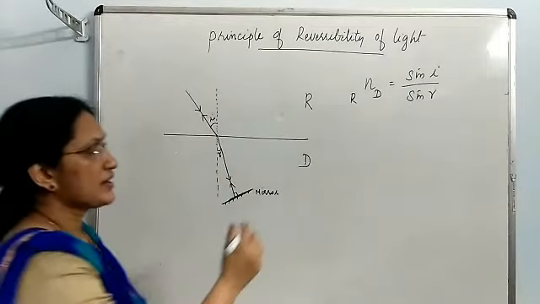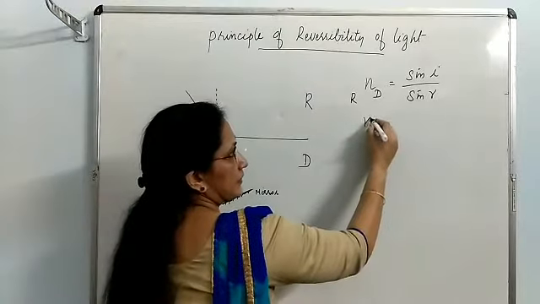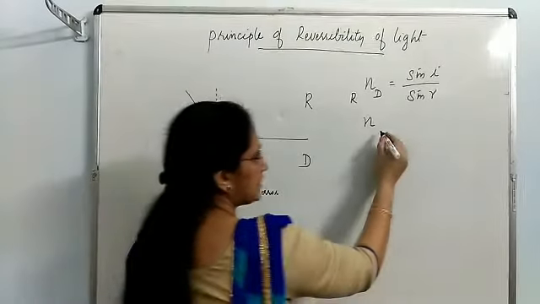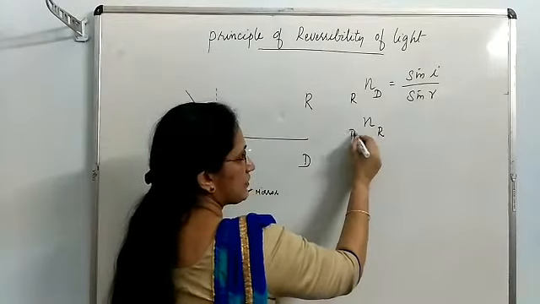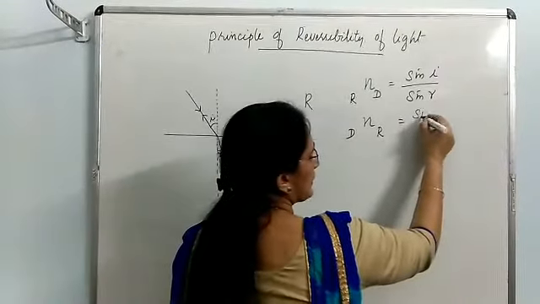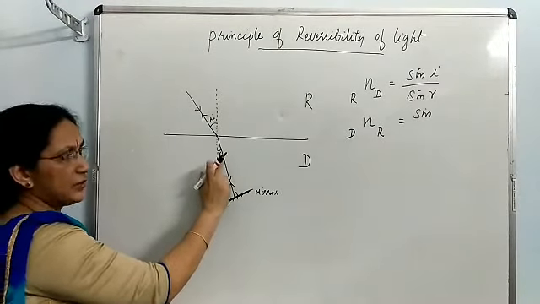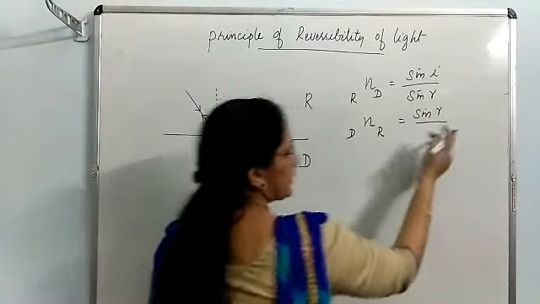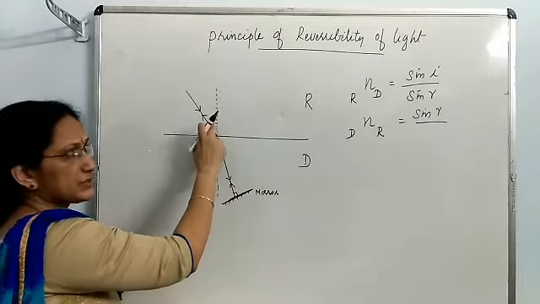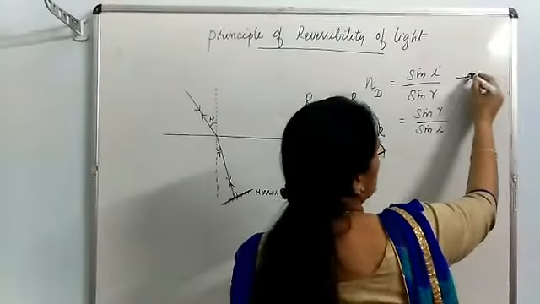So in that case, how will you find out? The refractive index of the second medium with respect to the first medium. That means the refractive index of R with respect to D is sin I by sin R. Here I means the angle of incidence, and sin R means the angle of refraction after reflection. So sin I you have to write. This is equation number 1.